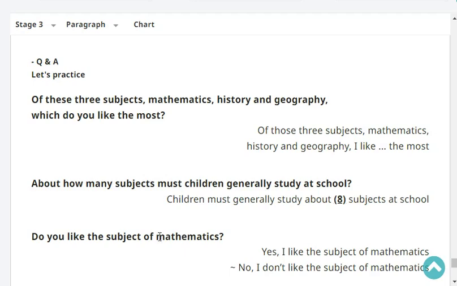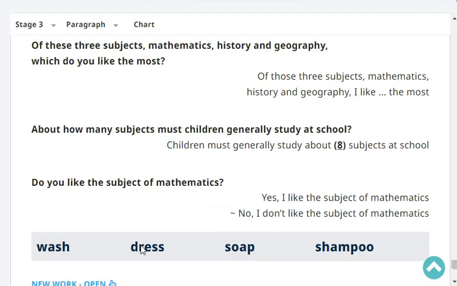Oh, I hate those three. Okay. About how many subjects must children generally study at school?